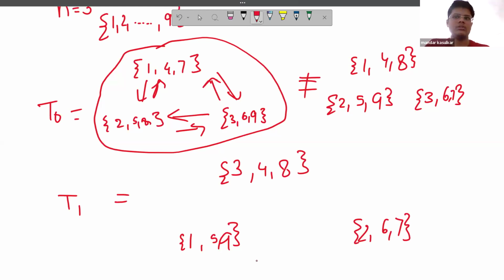So this will be T1. Do you get it, Rudransh? Like we applied it once and we get this position. We apply it R times, we get TR.